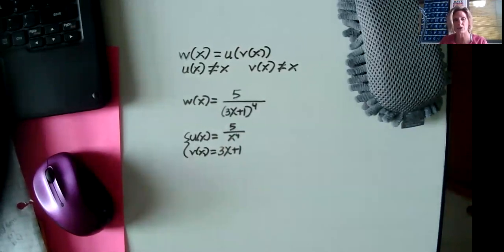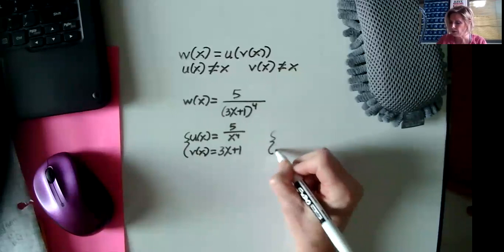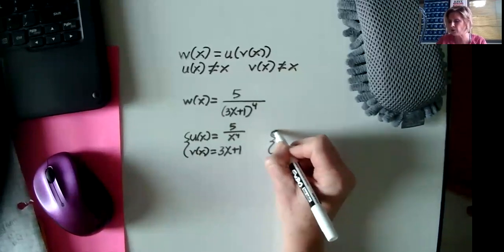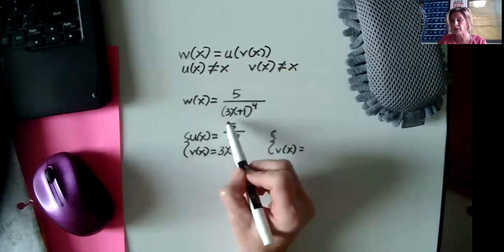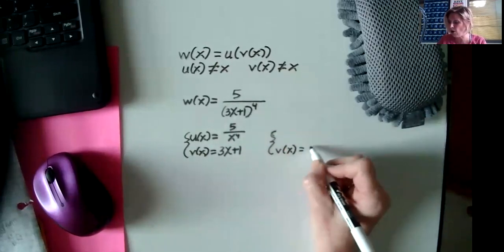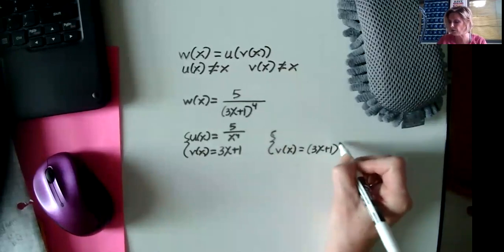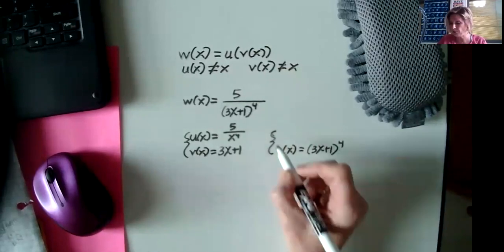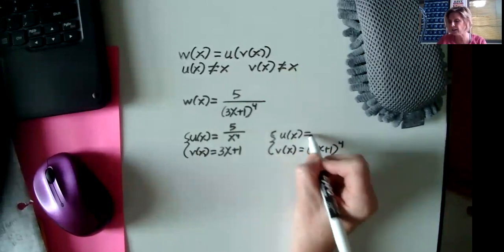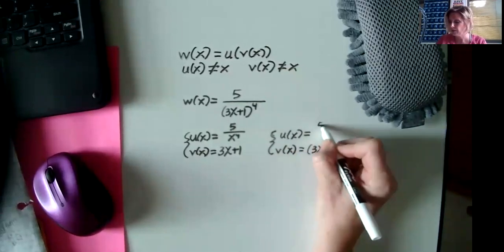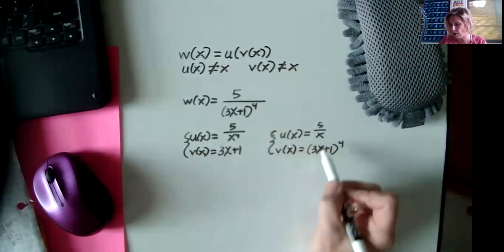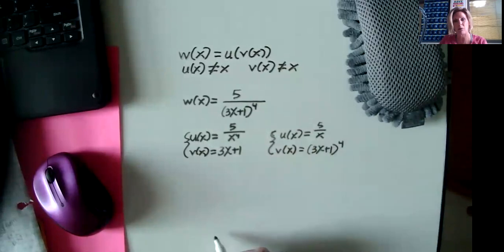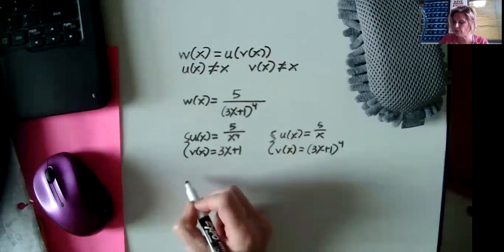What are other options for U and V? So again, I have more luck if I play around with my interior function. Could I let V of X be a little bit bigger? Could I let it be all of 3x plus 1 to the 4th? I hope you're saying, yeah, that would work, because then I could let U of X be 5 over X. So 3x plus 1 to the 4th just pops right there, and that would give me my original fraction. Well, I've gone bigger. Could I go smaller?